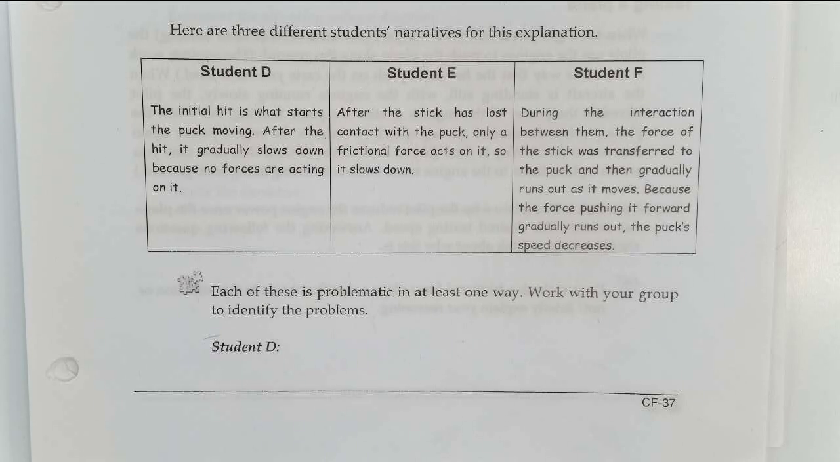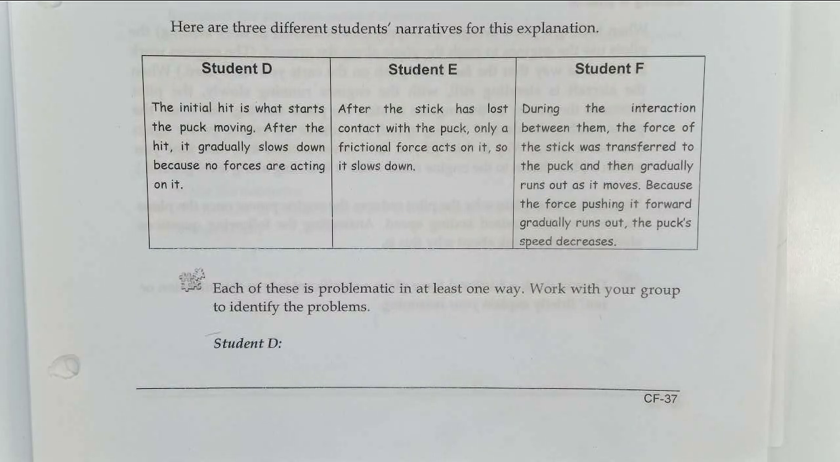The initial hit is what starts the puck moving. After the hit, it gradually slows down because no forces are acting on it. What's problematic about that? Well, the problem is it's inconsistent with the idea of force and motion. If there are absolutely no forces acting on something, then the rules that we've established say it can be moving, it just won't change its speed at all. And slowing down is a change in speed. So that requires some sort of unbalanced force. You can't have no force on something that is slowing down.